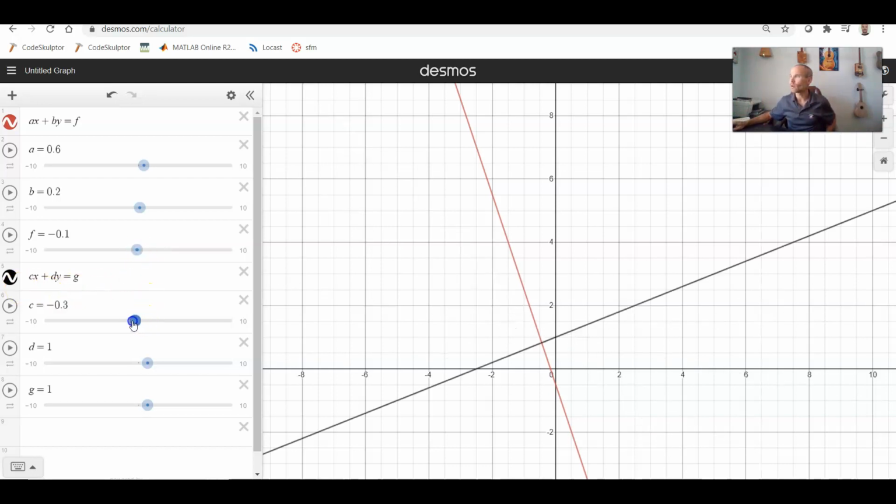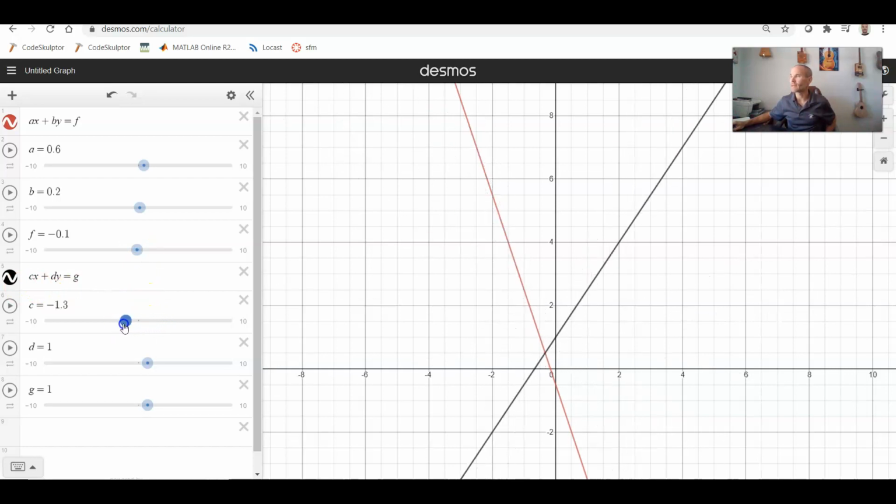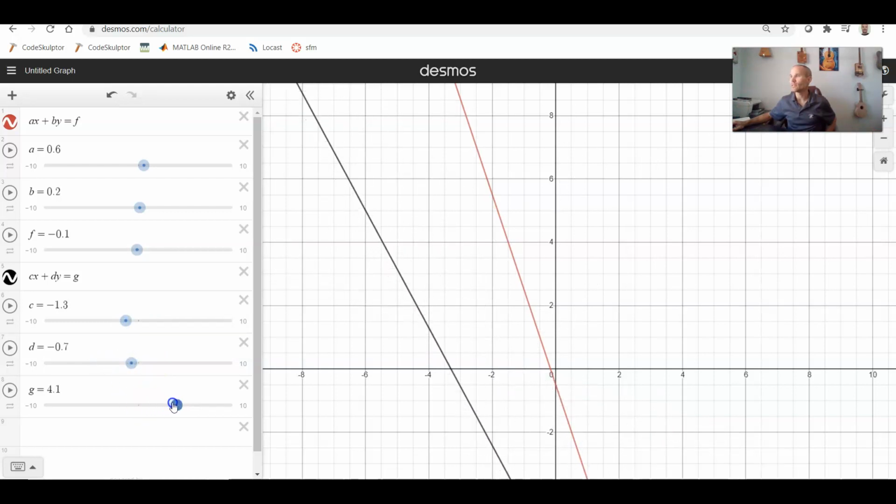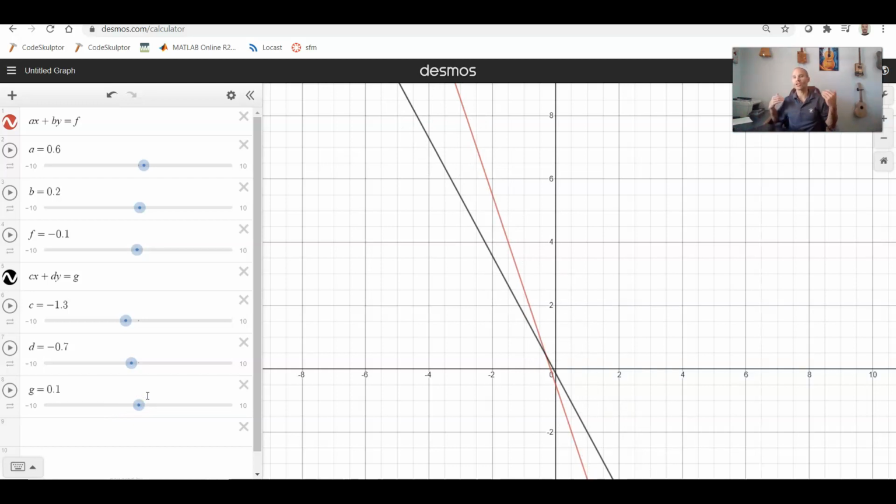Now I can do the same thing over here, and we see that c again changes the value of the slope, and d changes the value of the slope as well. And g again creates that vertical shift. So provided that the slopes aren't the same, changing the values of f and g should not change the fact that there will be a distinct solution.